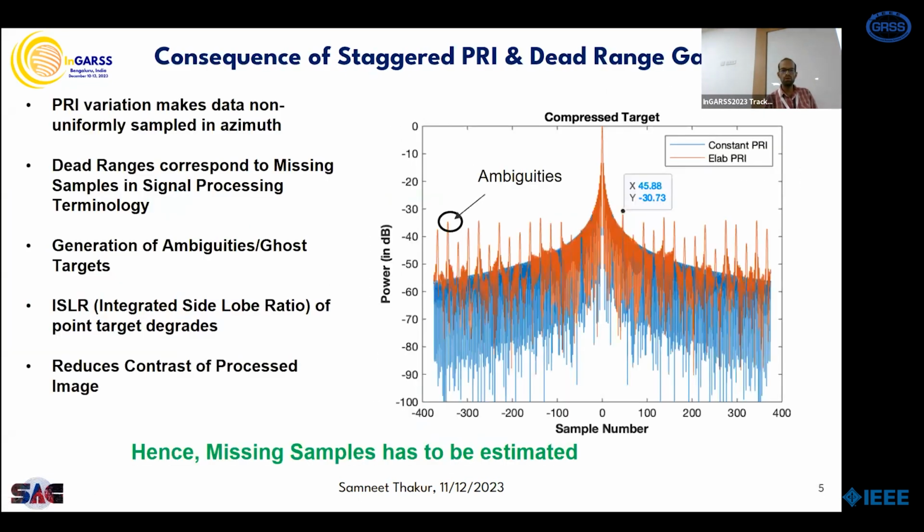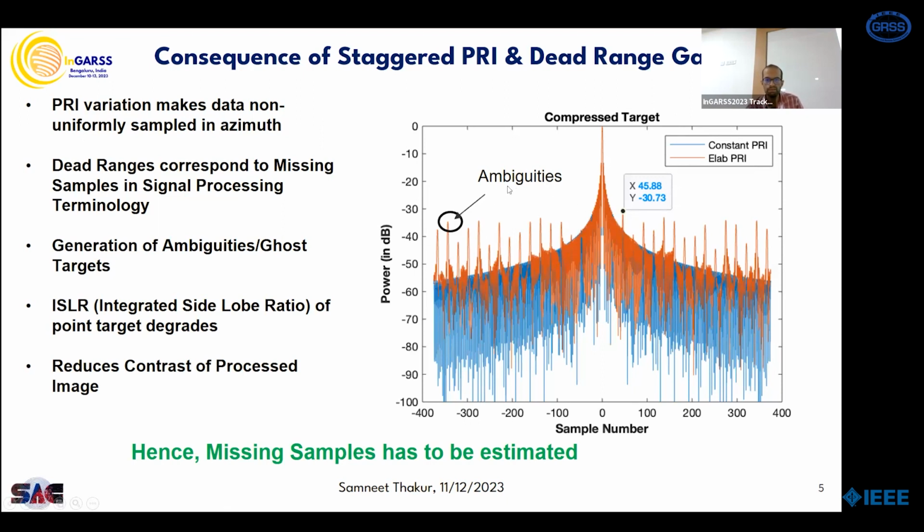Now, because of these dead range gaps, I have shown here a simulation. On the right hand side, you can see the standard point target response. If you don't estimate these dead range gaps, or what we call missing samples in signal processing terms, it will make the data locally undersampled, and it will alias the data spectrum, and it will generate the ambiguities, or ghost targets, as we call them.